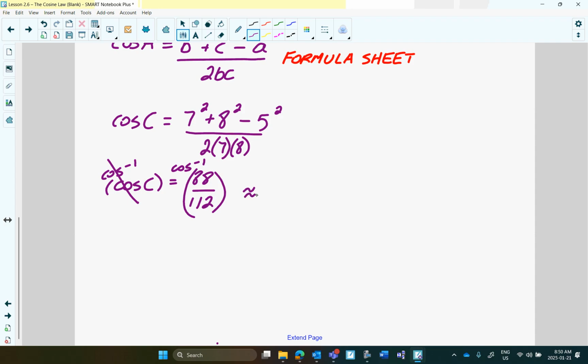So then you would do the cos inverse of 88 divided by 112. And I just rounded it to 2 decimal places. Get approximately 32.9 degrees. Much easier to use than the other cosine law formula.